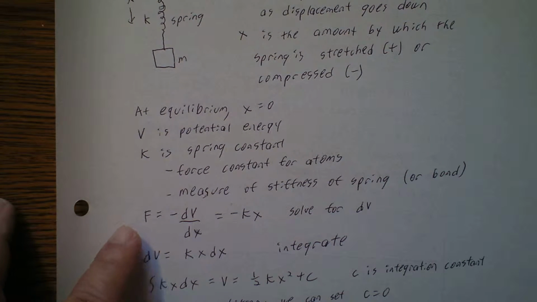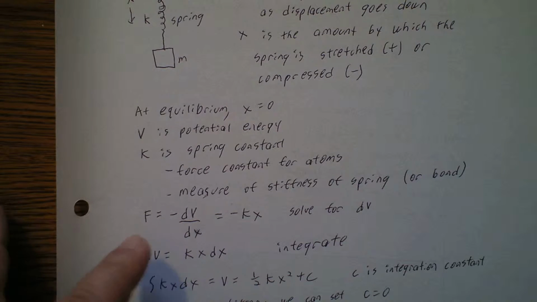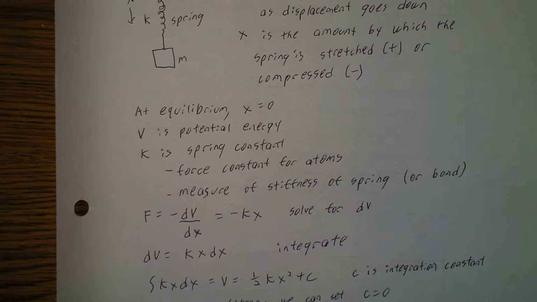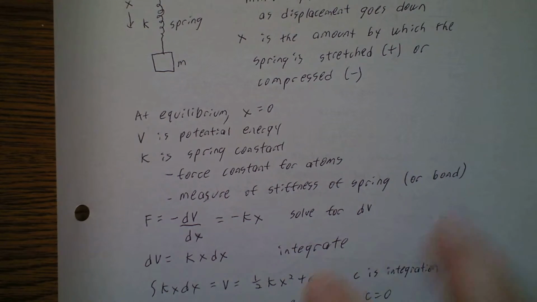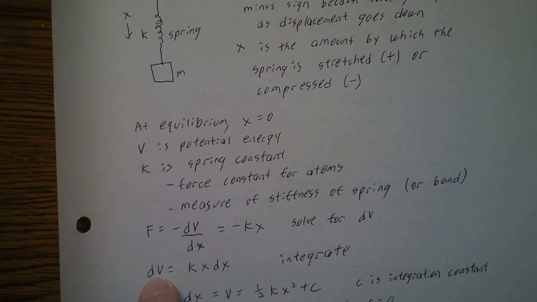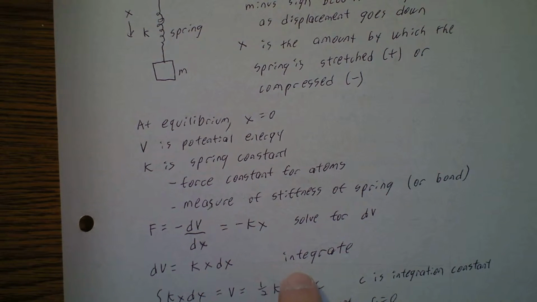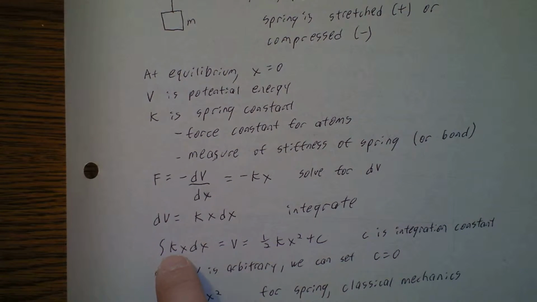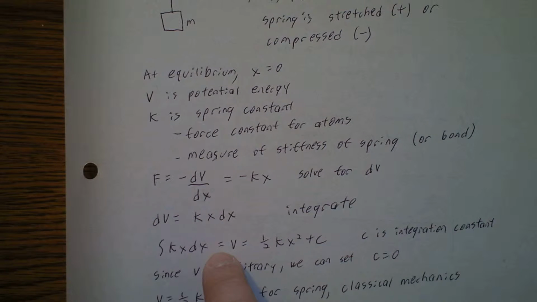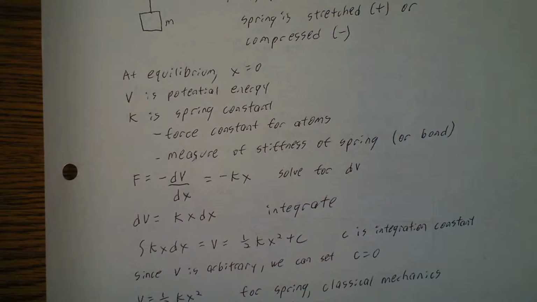So we have F, force, is equal to minus the derivative of potential energy with respect to X. And that's equal to minus K times X. So we're going to solve for dV. We get the differential of the potential energy is equal to Kx dx. Now we can integrate that. So we get the integral of Kx dx is equal to V, and that's equal to 1/2 Kx squared plus C, where C is some integration constant.